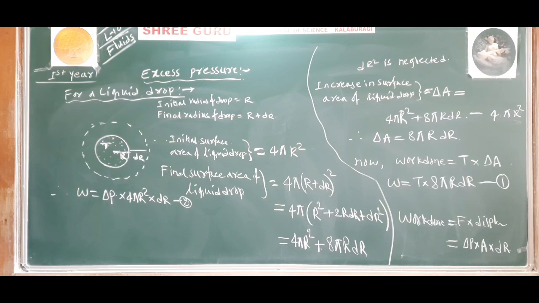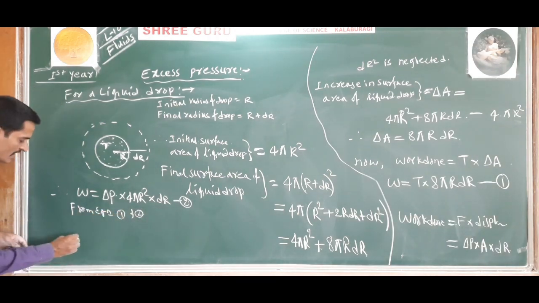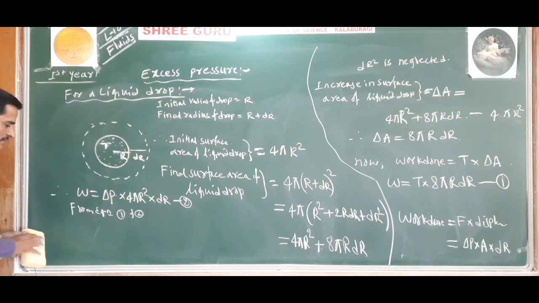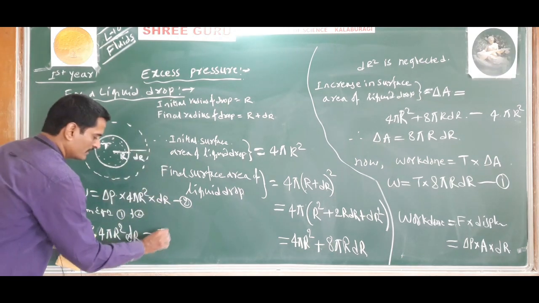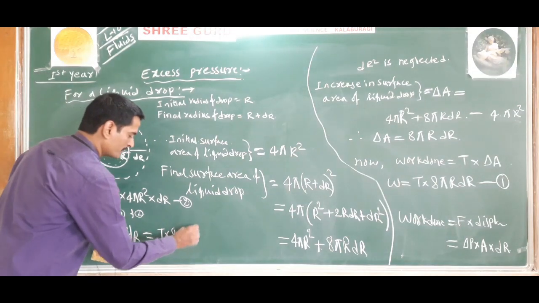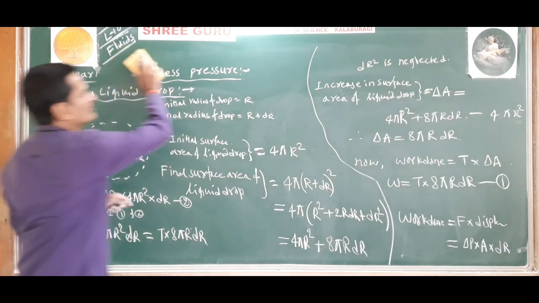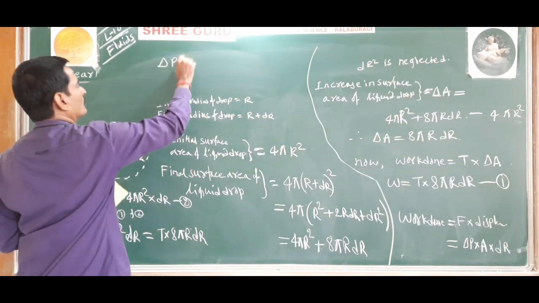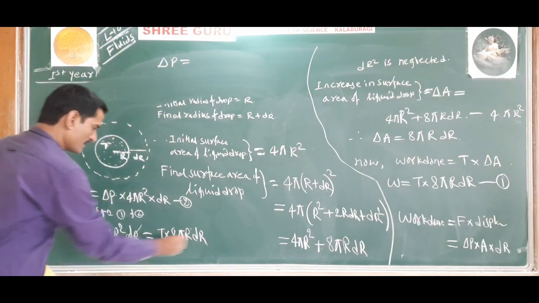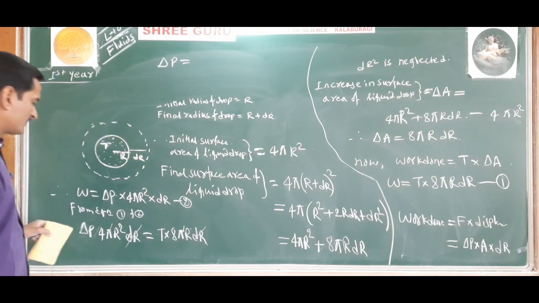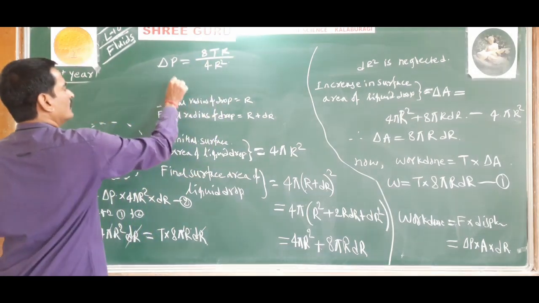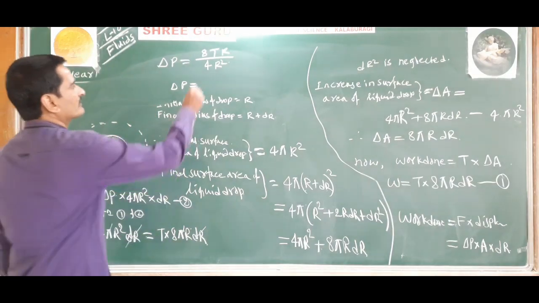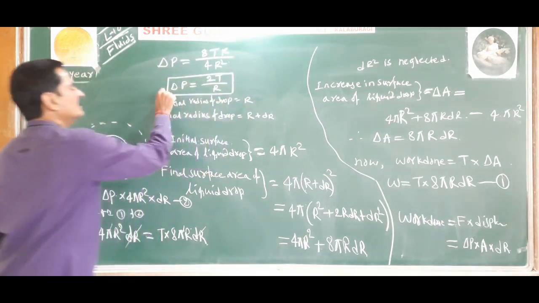Now compare equations 1 and 2. Equating them, delta P into 4 pi r square into dr is equal to T into 8 pi r into dr. So delta P is equal to, dr cancels and pi also cancels, 8Tr divided by 4r square, or delta P is equal to 2T divided by R.